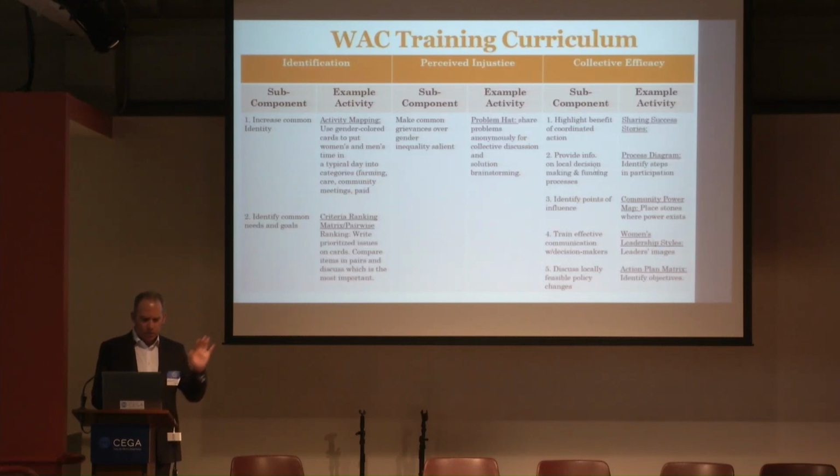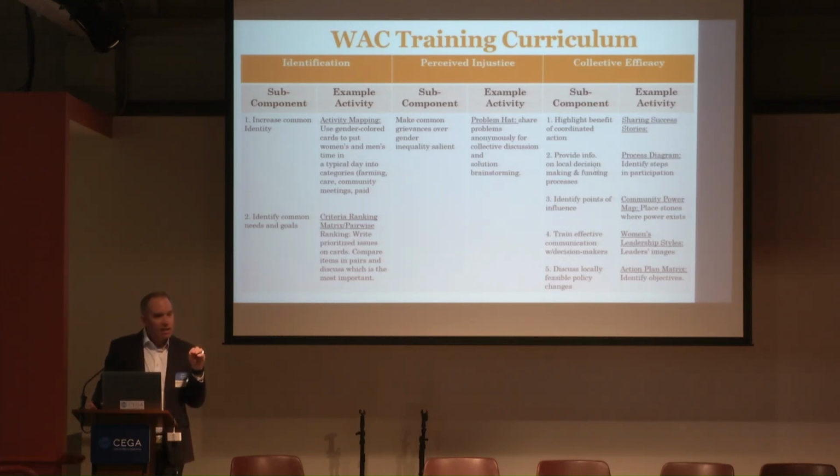The curriculum tried to cover all three types of identification: group identity, perceived injustice, and collective efficacy. Now, keep in mind, it's facilitated, it's trying to create that group identity. So, for example, a common activity to increase common identity was what they called activity mapping. Women would put gender-coded cards with women's and men's names on them to identify what the roles of men and women were in that particular society in terms of private and public sector.